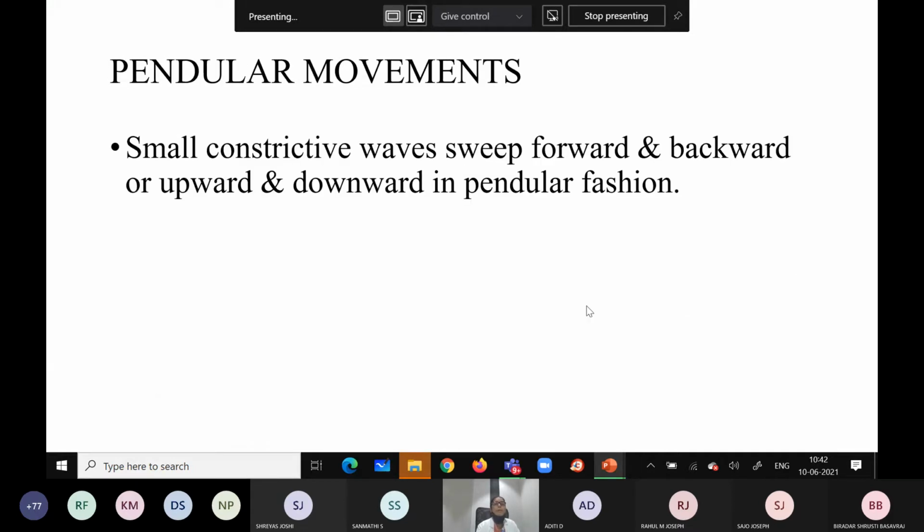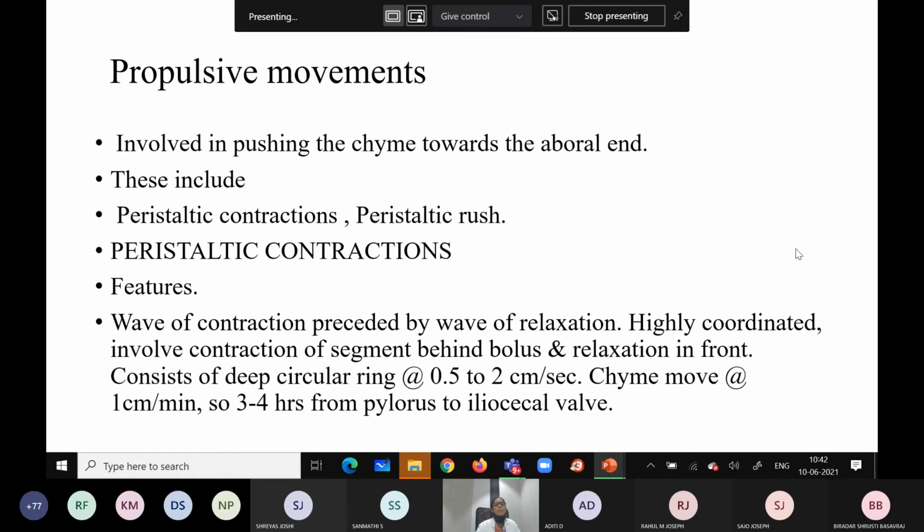Then pendular movements, which are like the movement of a pendulum. Again, these are mixing movements. Small constrictive waves sweep forwards and backwards, or upwards and downwards, in a pendular fashion. They also help in mixing of the food. These are called pendular movements.